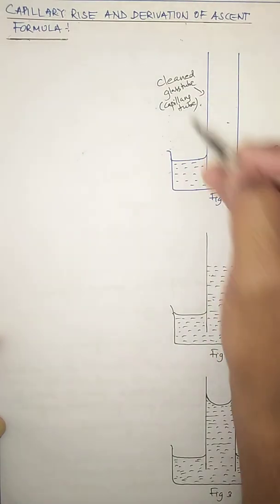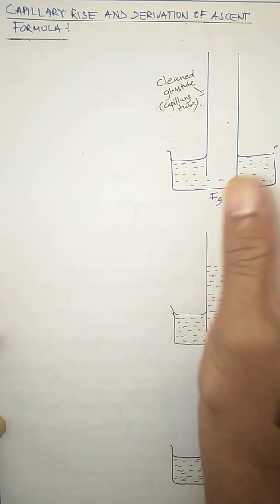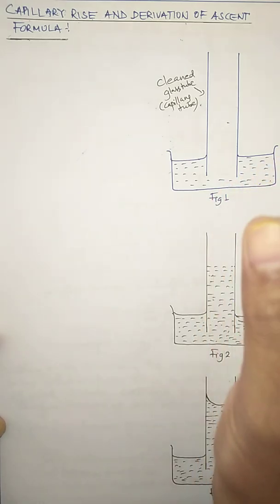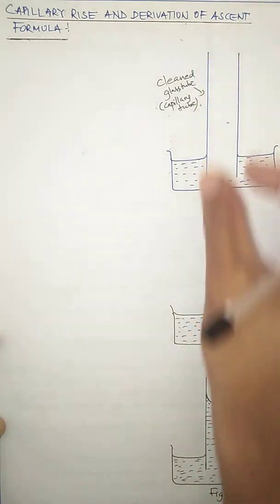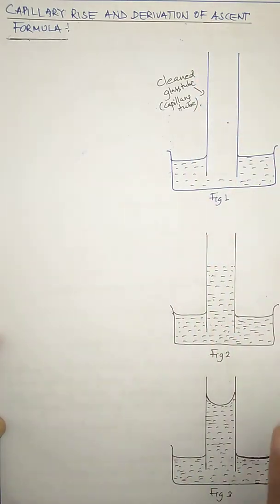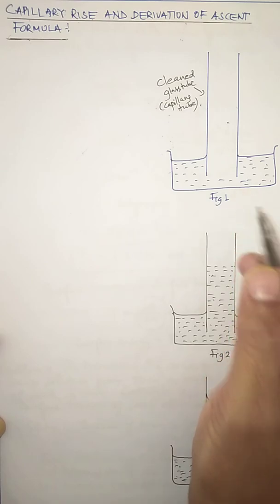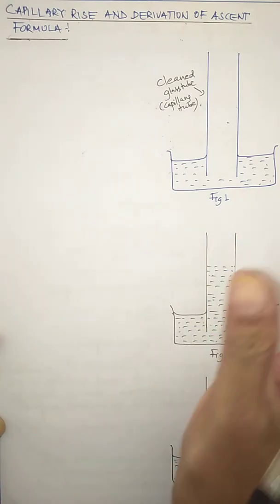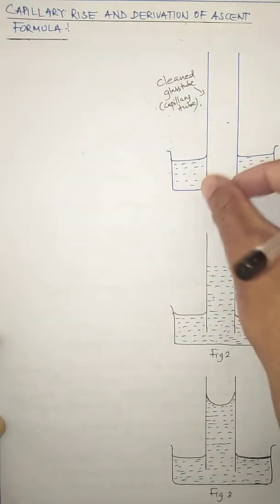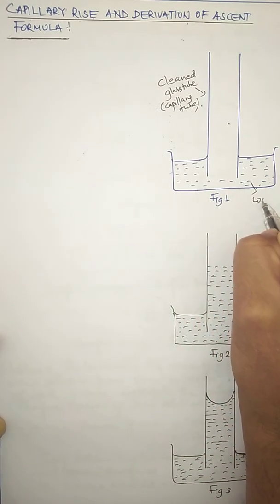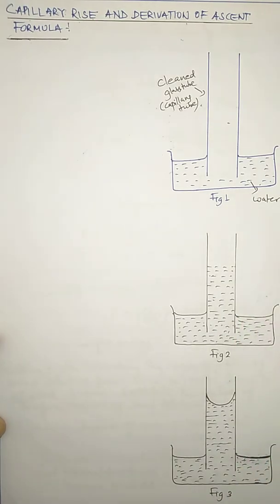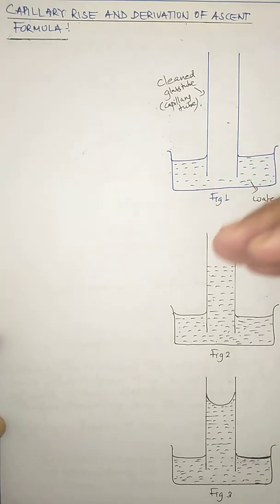The tube which we take should have a uniform diameter, so that it has a uniform radius also. This means the cross-sectional area throughout the length of the tube must be the same. So this tube, having a uniform bore of a certain radius, must be dipped into the liquid, and we can take a liquid like water. Not necessarily water; it can be another liquid where capillary rise occurs inside the tube.